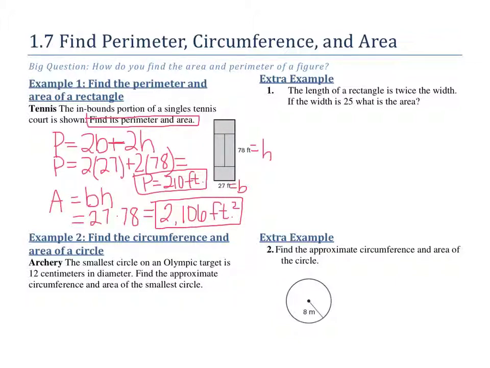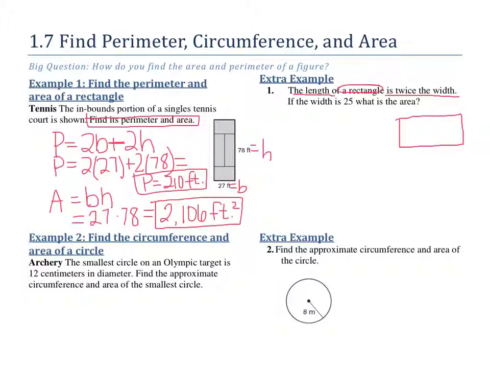My extra example 1, it'd be a good idea to pause it and try this one on your own. Okay, it says the length of a rectangle is twice the width. If the width is 25, what is the area? Okay, so there's a little bit more to this. Here's the key sentence though. The length of a rectangle is twice the width. We know we have a rectangle, so I'm going to draw my rectangle. And I'm going to make it so my length looks like it's 2 times my width.